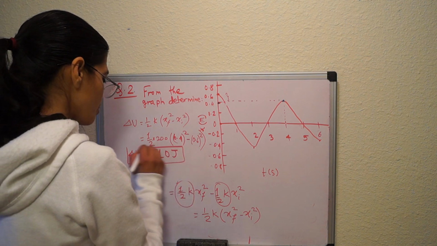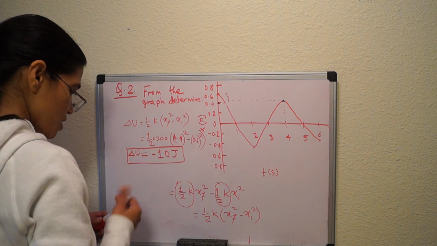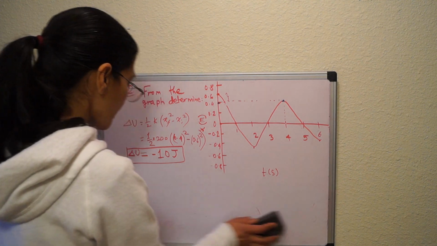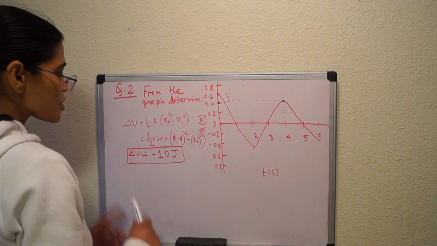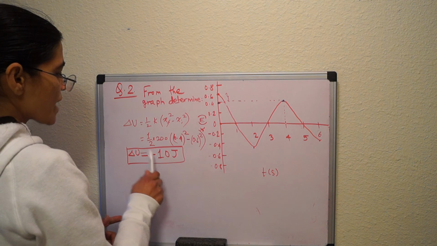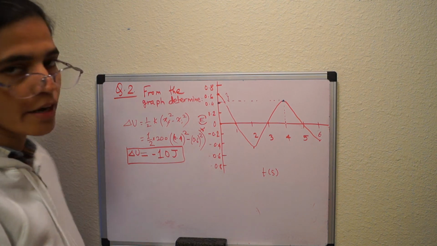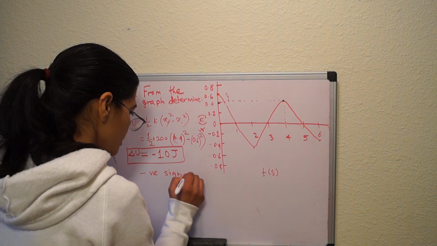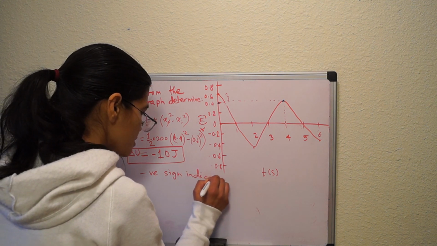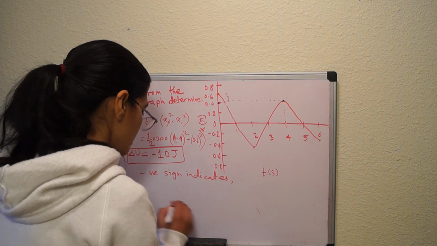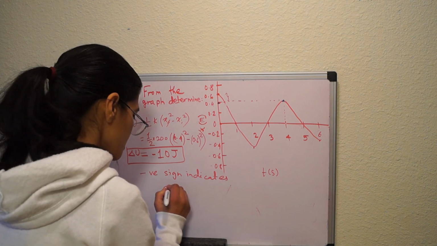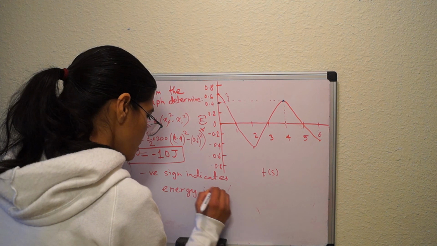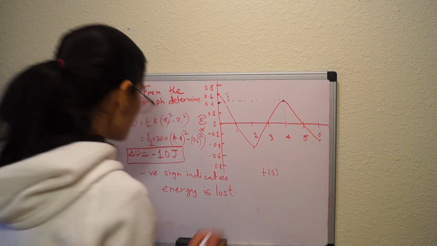Okay, so the answer is the amount of energy lost was 10 joule. This negative sign really tells us energy is lost. So the negative sign indicates energy is lost.